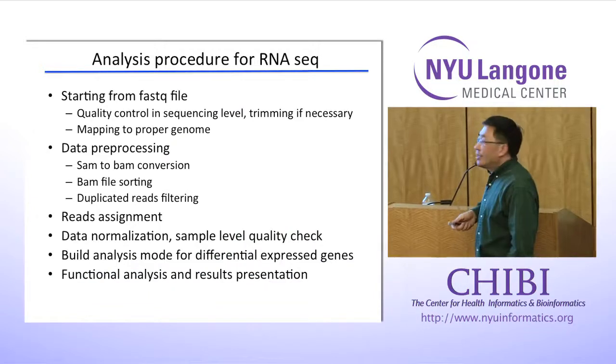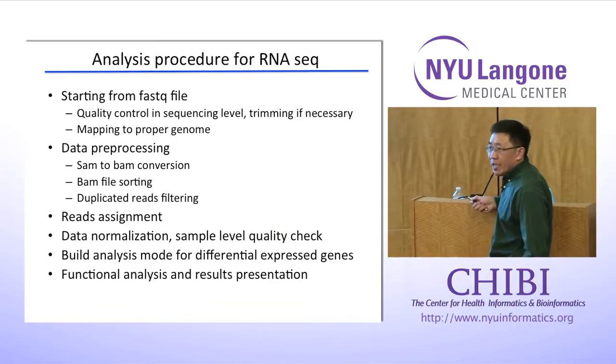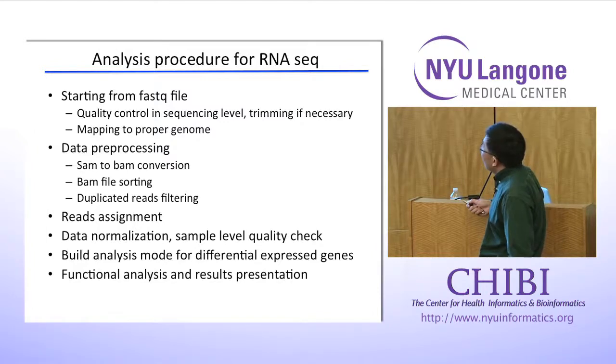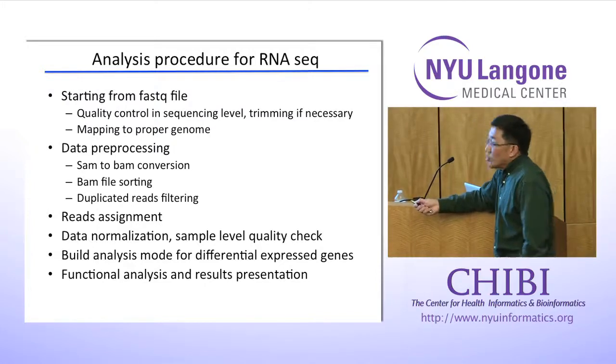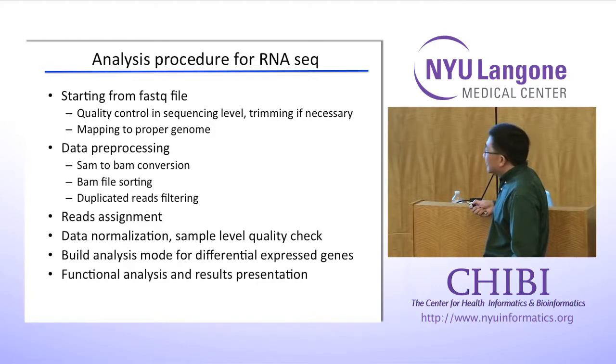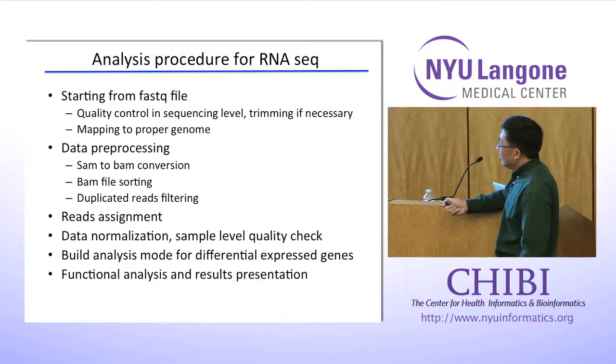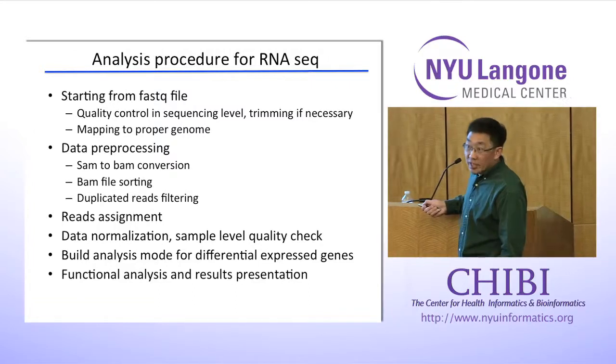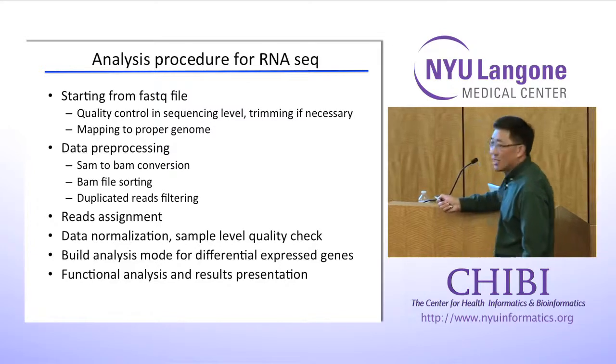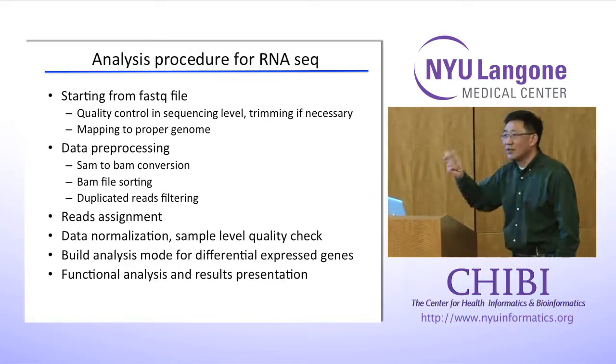So we have a similar procedure. We start from the FastQ file. We do sequencing level control, the quality control. You do the trimming if necessary, and mapping to the proper genome. That's the first step you want to do. Then you do the data pre-processing. You get the BAM file conversion. You get the BAM file sorted, and then you do the duplicate reads removing. As I said, to deal with the first issue. Then you do the reads assignment. Then you do data normalization and the sample level quality control. Okay? Then you do the gene selection.